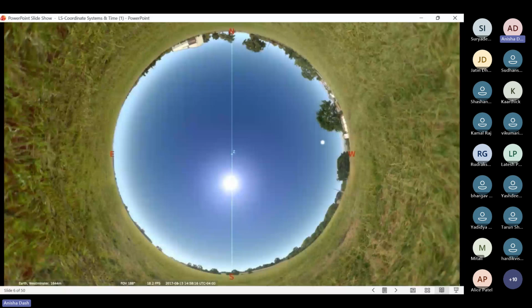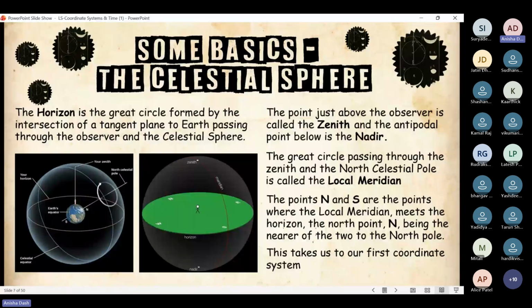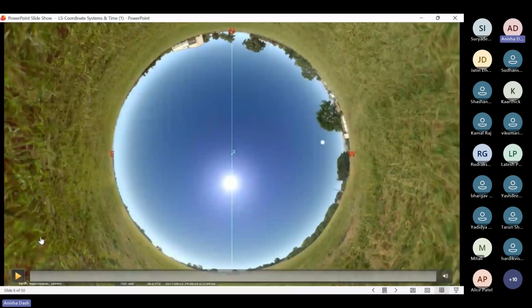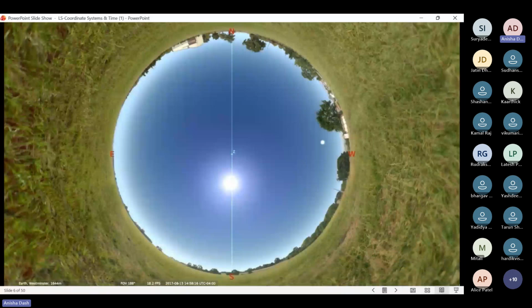Now we also observe this line in the middle. This isn't exactly a line. This is a circle known as the local meridian. The local meridian is basically a circle that passes through the north celestial pole and the zenith, which is also perpendicular to the horizon. And the points where it intersects the horizon are known as N and S. So you see the N at the end of the circle, right? At the end of the local meridian in red. Those are the points where the local meridian intersects the horizon.